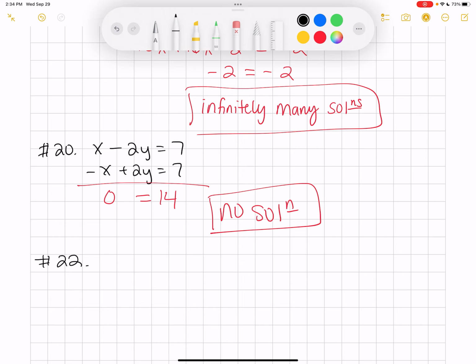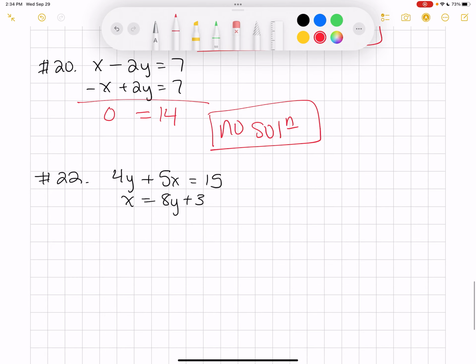All right, 22. 4y plus 5x equals 15. x equals 8y plus 3. So what method would we recommend here? Substitution. Okay, I've already got x by itself, so I'm going to plug all this in for x. 4y plus 5 times 8y plus 3 equals 15. So 4y plus 40y plus 15 equals 15.